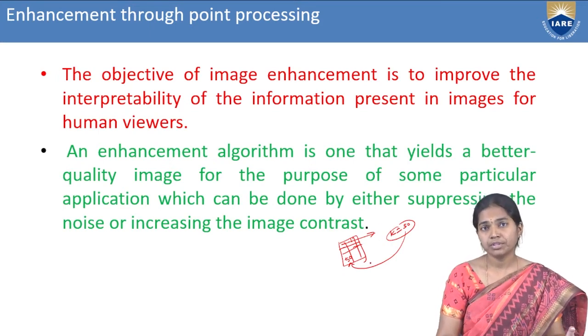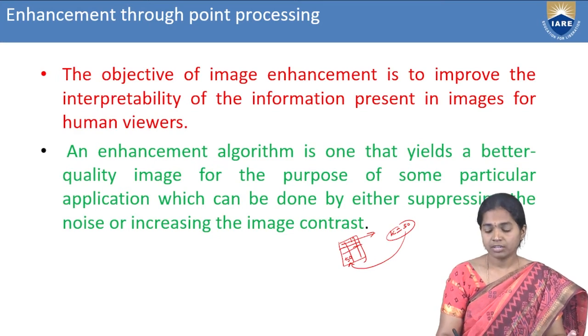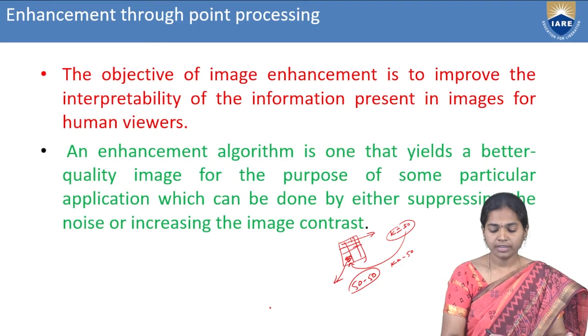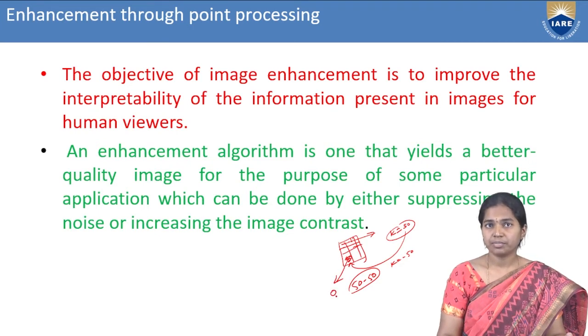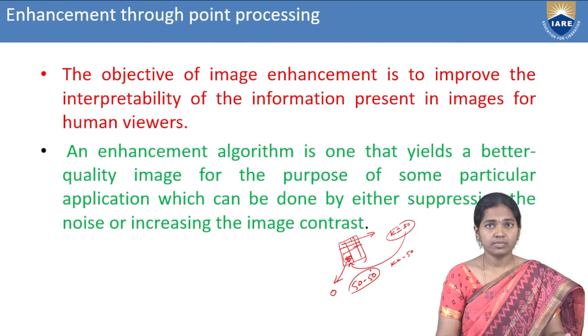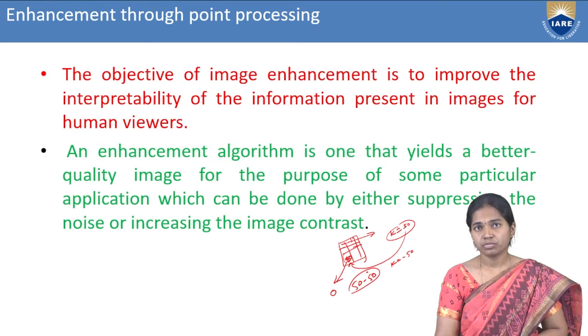If I want to reduce the brightness of the image, what will happen? Subtract this k value from each and every pixel. Subtract 50 from each pixel's gray value. For example, 50 minus 50 gives a pixel value of 0. Initially it was 50, and 0 means this pixel is completely black. So based on this, we can increase and decrease the brightness of the image.